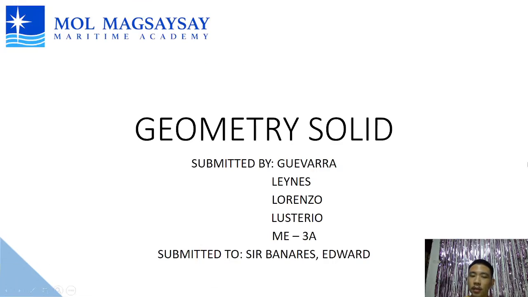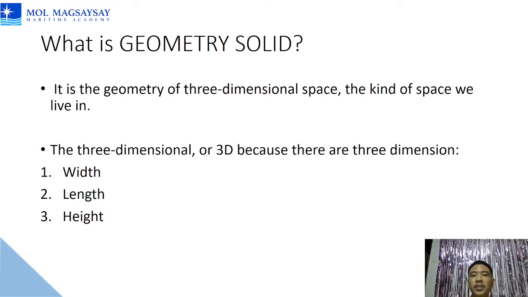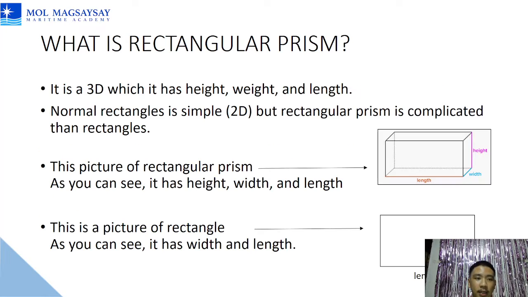Good day, everyone. So this is just a continuation of our report about geometry solids. So what is geometry solid? It is the geometry of three-dimensional space, the kind of space we live in. The three-dimensional, or 3D, because there are three dimensions. So first is the width, second is the length, and third is the height.